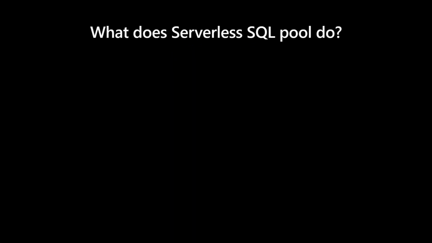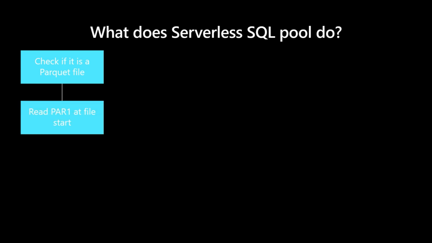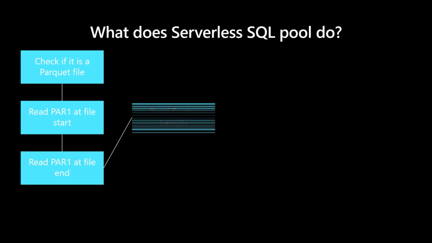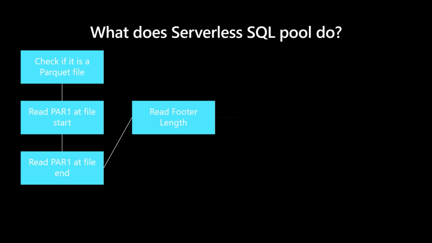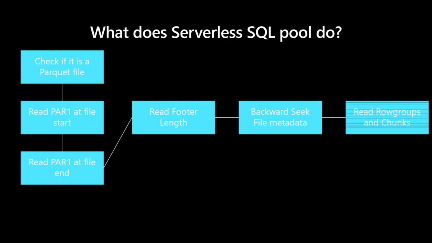So Serverless SQL Pool first needs to make sure that it's actually reading a Parquet file, and it does so by reading this Parquet magic number from the beginning of the file, and then going to the very end of the file, reading the Parquet magic number once again, and reading the length of the metadata. Then it does the backward seek and reads the actual file metadata, and only then starts reading the data. These operations are not slow, they're actually pretty quick, but you can easily imagine that if you have many small files, this can easily add up, right? Because this needs to be done for each and every file.